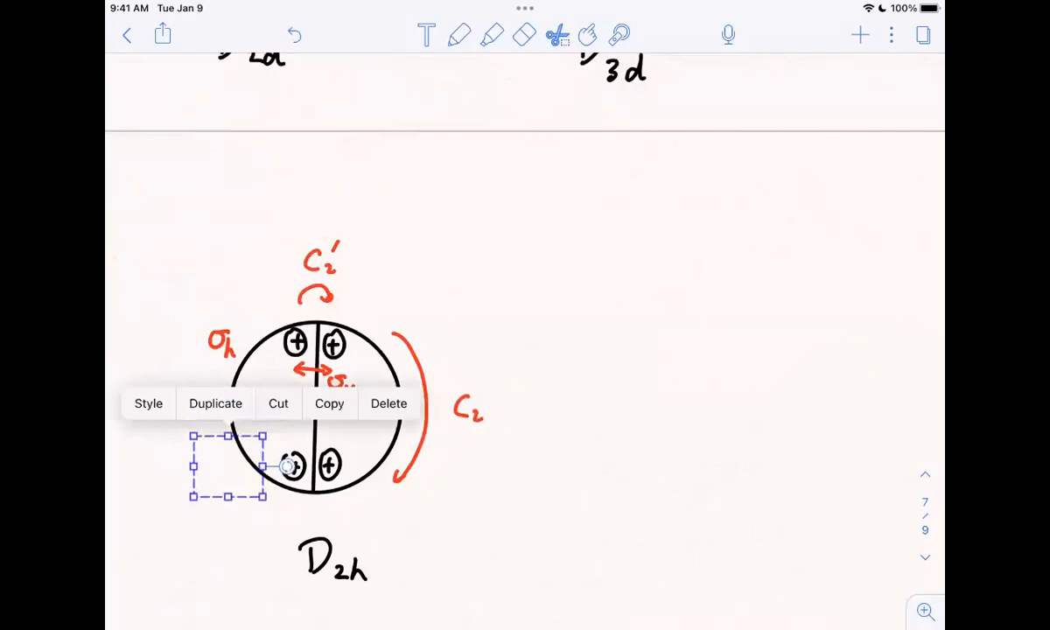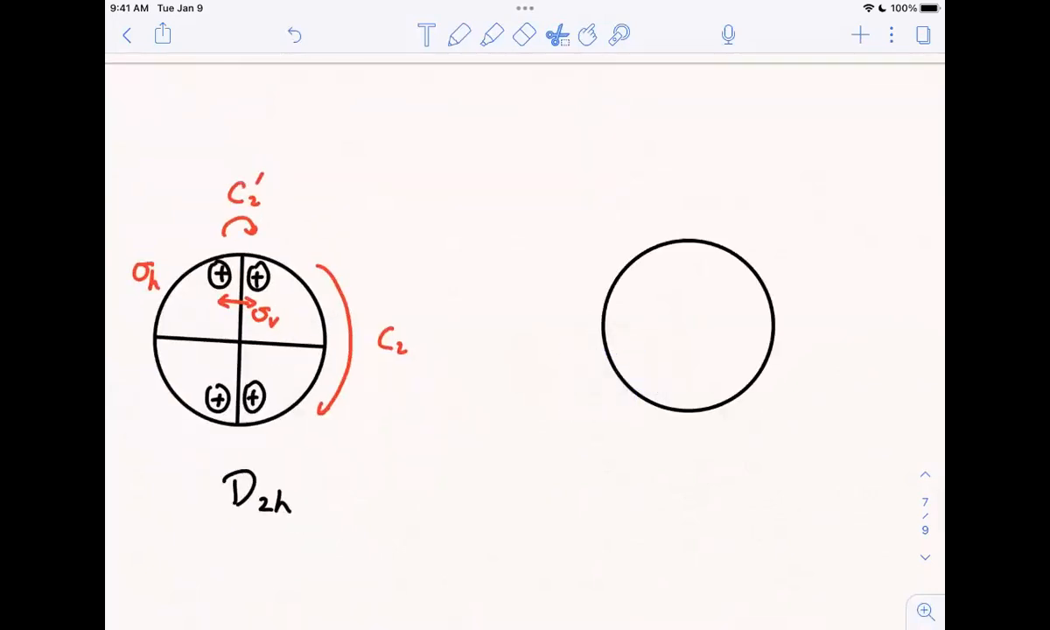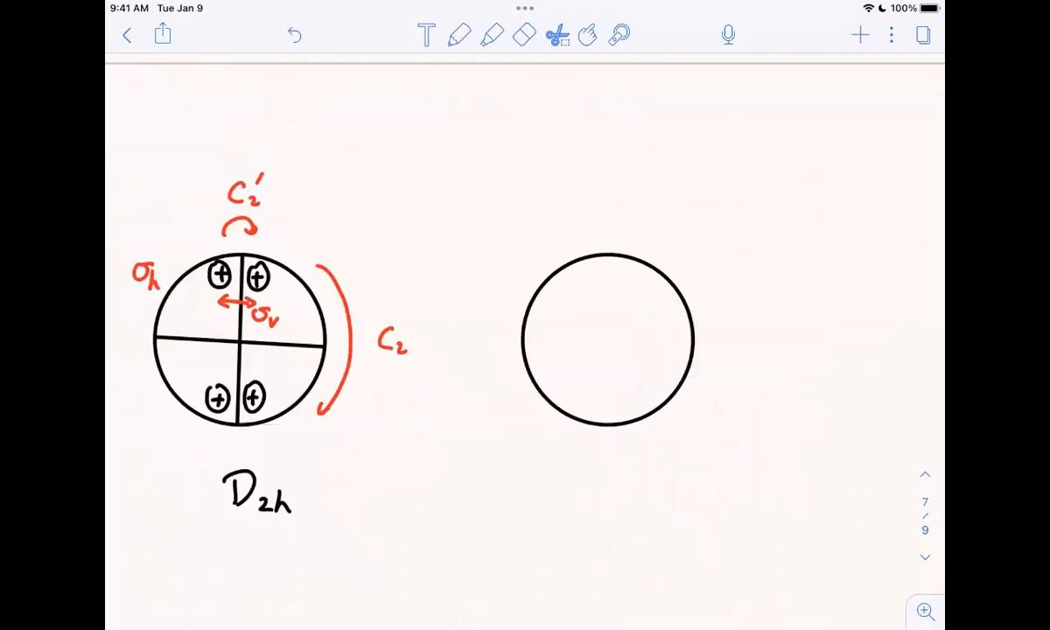Okay, so now let's go to D3H. Okay, D3H. This is the one for MOS2. So let me see how to draw it. Okay, so it's like this.